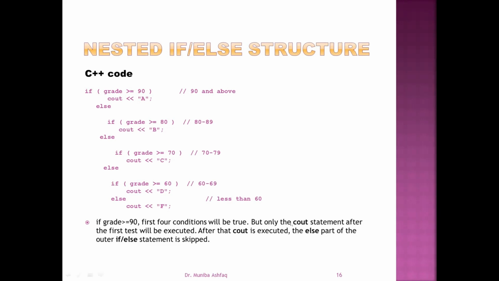So you have the cout statement. After the first test, it will be executed. After the cout is executed, the else part of the outer if else statement is skipped. So if this condition is true, this complete else part would be skipped.